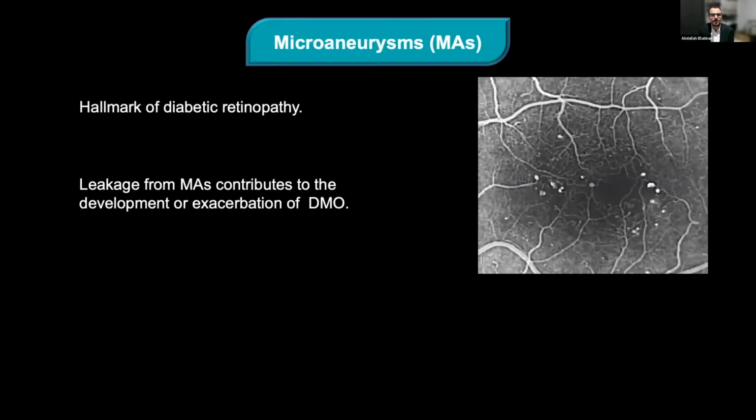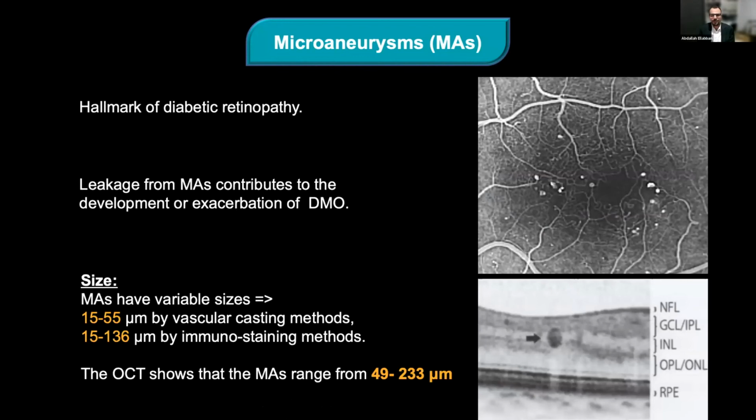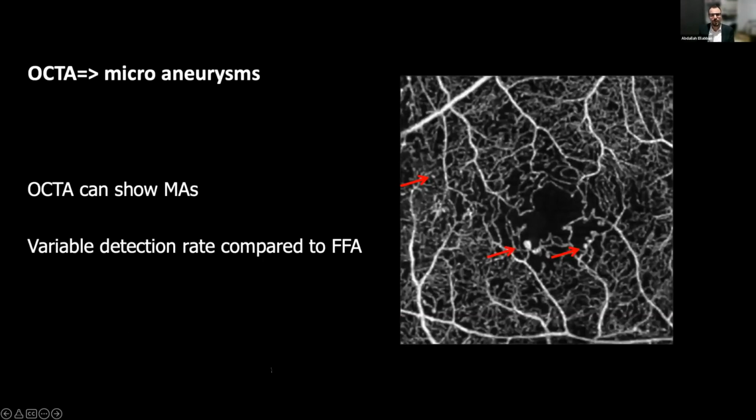Moving to the second thing, which is microaneurysms, and this is the main pathological change in diabetic retinopathy. Using OCT and other modalities, people try to quantify the microaneurysms. They can appear in different sizes. Interestingly, in OCT they look much bigger than in other pathological methods like vascular casting or immune staining. They show very well in OCT angiography, but the detection rate is variable from one machine to another, and also variable if you compare it with fluorescein.